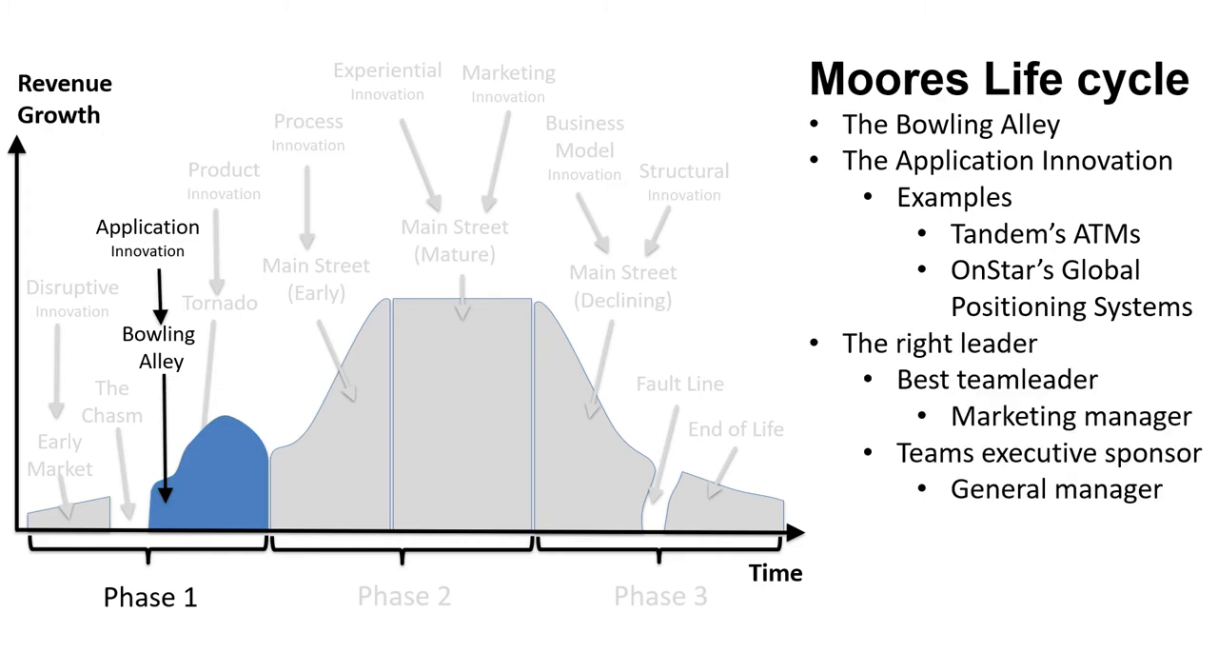The right team leader is a marketing manager in this stage, and the ideal sponsor is still the general manager. The marketing manager can find the market segment that has a great need or pain that has to be solved. The general manager has the necessary power to change procedures and the organizational structure to optimize the handling of the new customer segments.